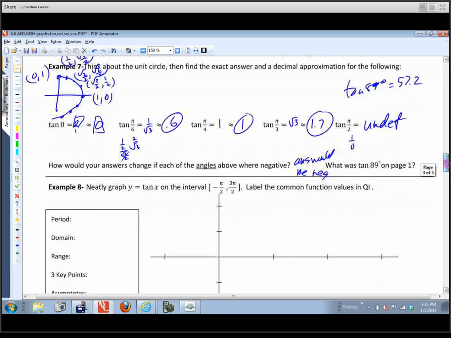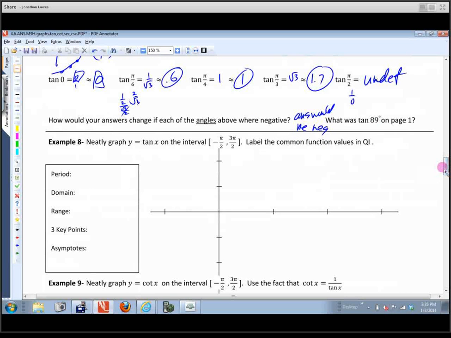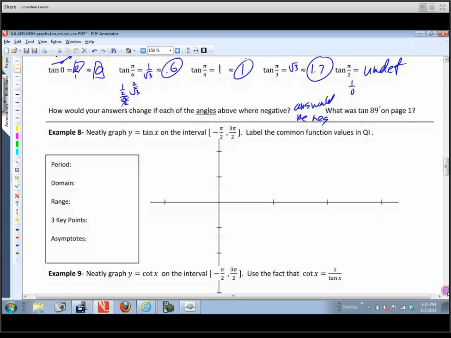And that can be really helpful in figuring out what the graph of tangent looks like. So let's go ahead and take a look at this. The tangent of 0 is 0. So if I plug in a 0 for an angle, I get out a ratio of 0. And let's mark this off. This says we're going to graph this from negative pi halves to 3 pi halves. So this is negative pi halves. This would be 0. This is going to be pi halves. This is going to be pi. And this is going to be 3 pi halves.